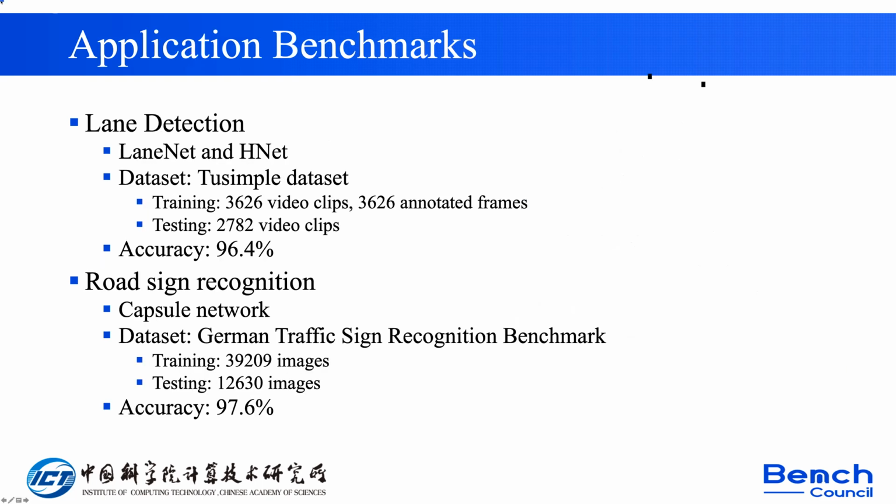In autonomous vehicle, we choose 2 tasks: lane detection and road sign regulation. Lane keeping is one of the most important parts in the autonomous vehicle scenario, helping autonomous cars stay in their proper road lanes. And for lane detection, we choose LaneNet and HNet as the network model and choose 2 simple data sets as the dataset. And this is our reported accuracy.